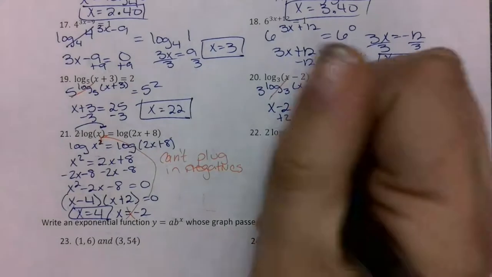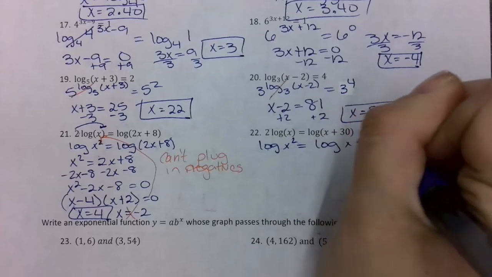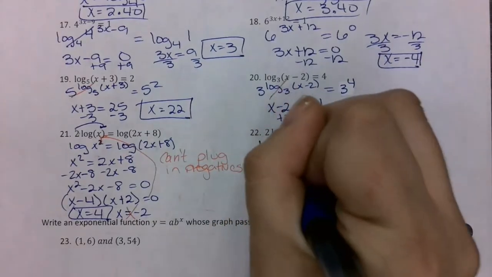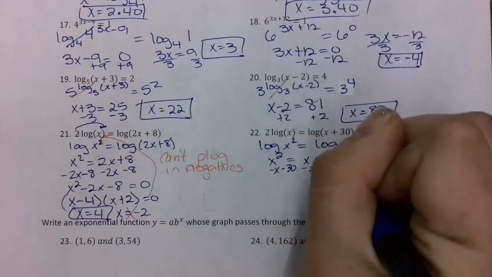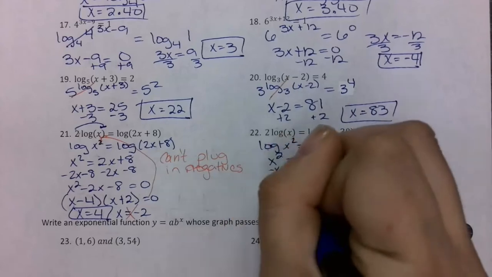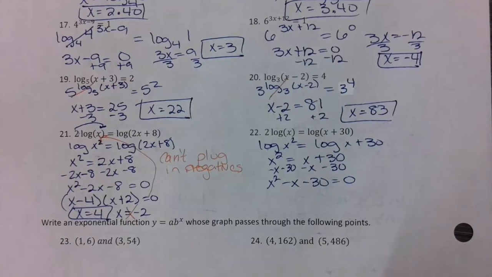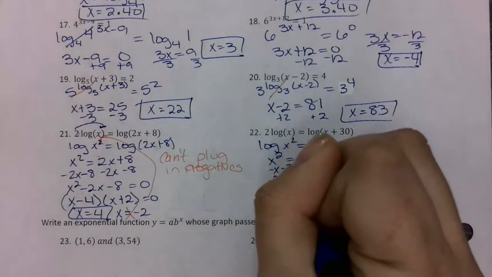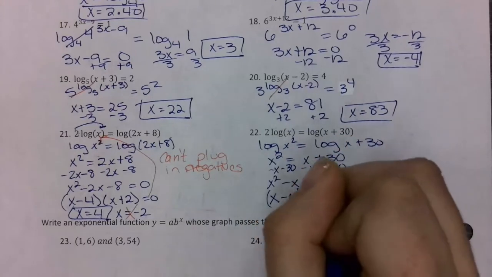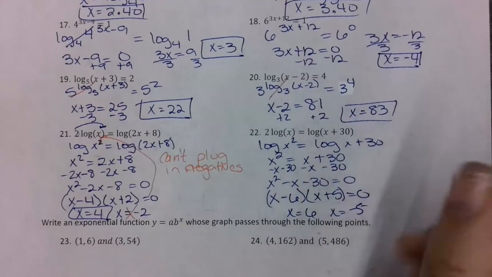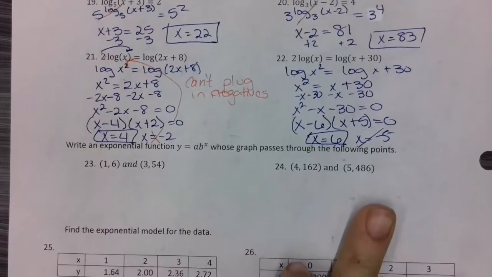I'm going to solve 22 the same way. So I'm going to have log x squared equals log x plus 30. Then I rewrite it without the log, so I have x squared equals x plus 30. I subtract x, I subtract 30. I get x squared minus x minus 30 equals 0. I'm looking for what multiplies to negative 30 and adds to negative 1. This is going to be negative 6 and positive 5. I change my sign, so I have positive 6, negative 5. Same thing as before, negatives don't work, so I only have positive 6 as my answer.